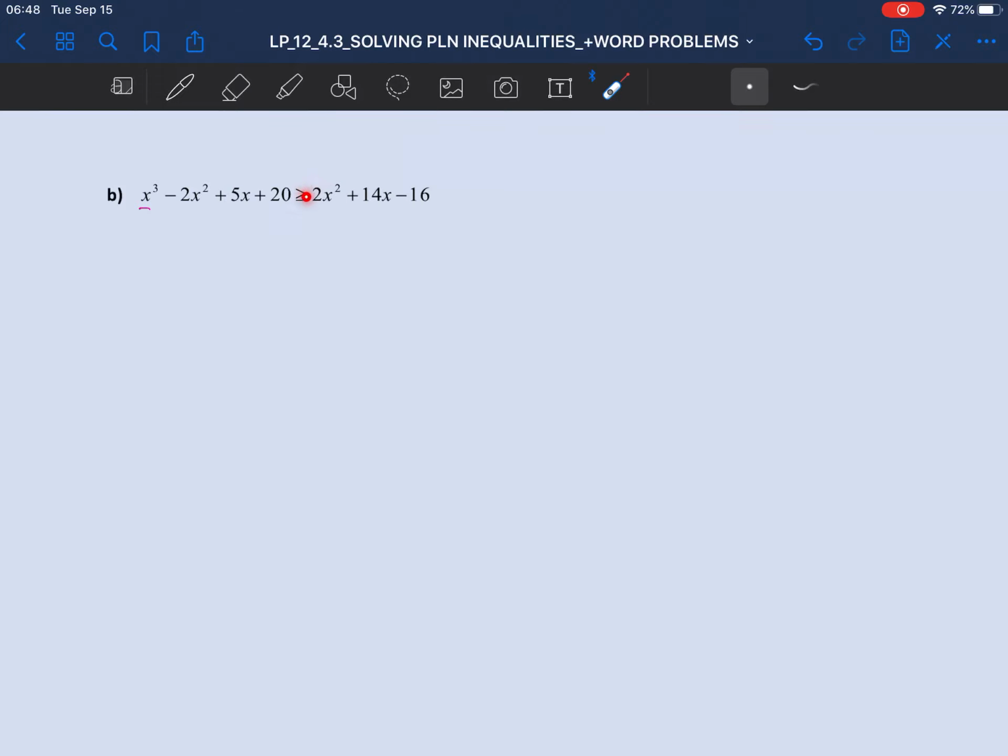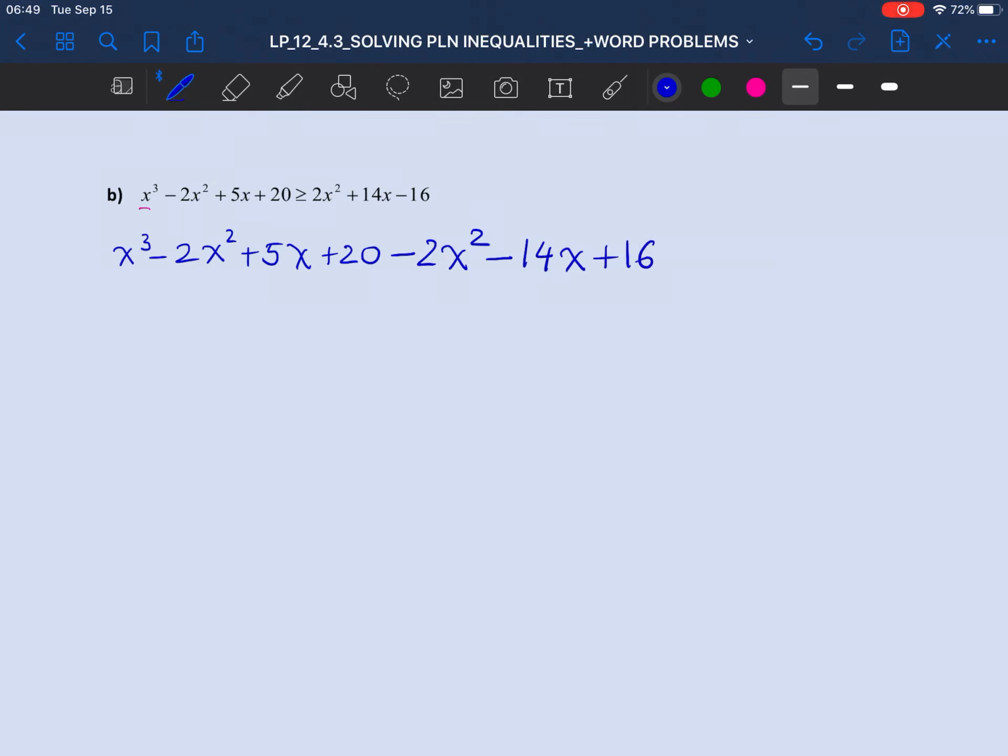I'm going to get started with step 1, which is take all the terms to one side, leave 0 on the other. So what we have in here is x to the power of 3 minus 2x squared plus 5x plus 20. And then we're going to bring all the terms that are on the right to the left. So 2x squared will come to the left side, change sign, negative 2x squared. 14x, negative 14x, and negative 16 will change to become positive 16. We still have the inequality symbol and 0 is left on the right side.